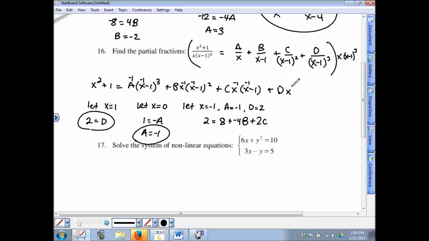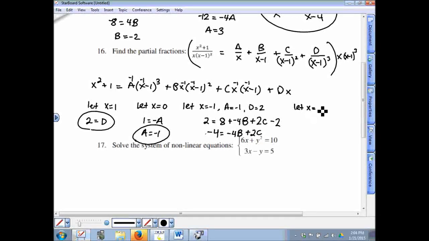We know that d is 2, and we're letting x equal negative 1. 2 times negative 1 is negative 2. 8 combined with a negative 2 is 6. If you subtract 6 over, we get negative 4 equals negative 4b plus 2c. Okay, problem is we have one equation with 2 variables. That's not going to work, so we have to do this again, choosing another value of x.